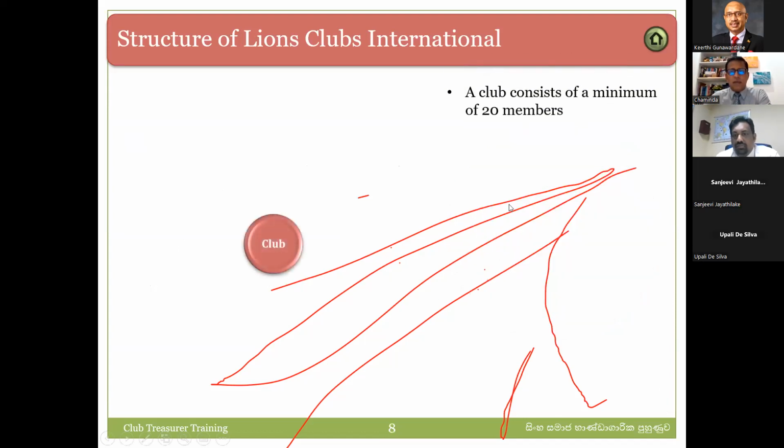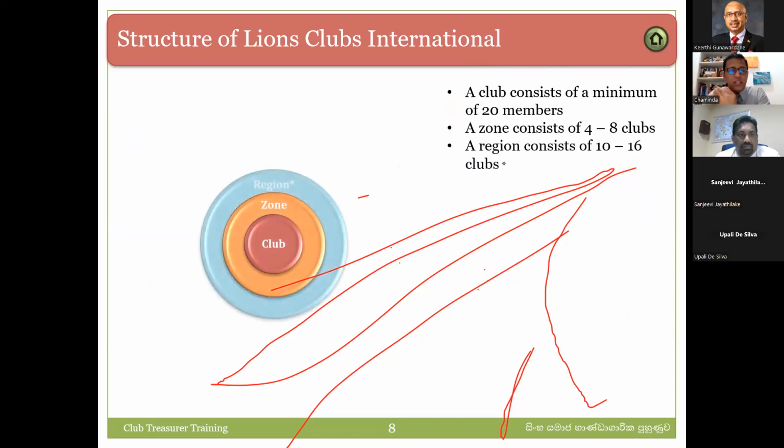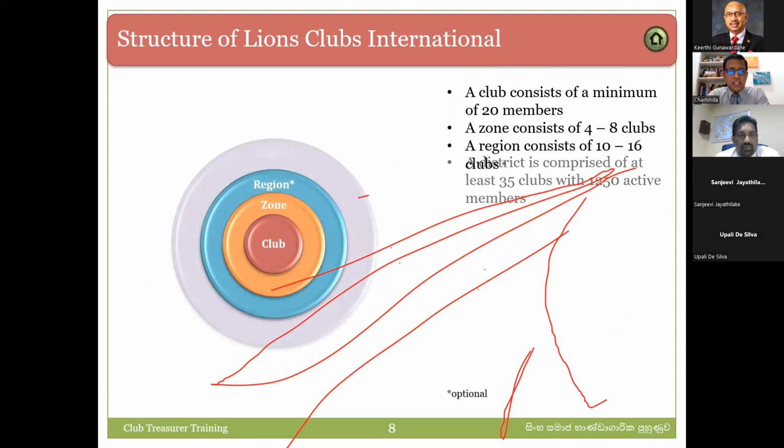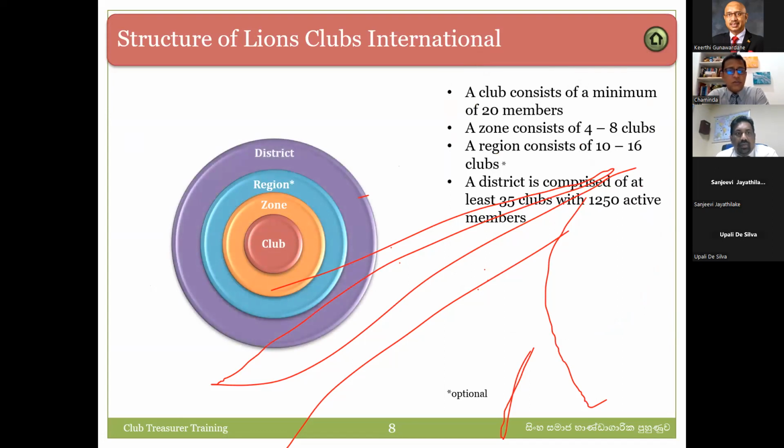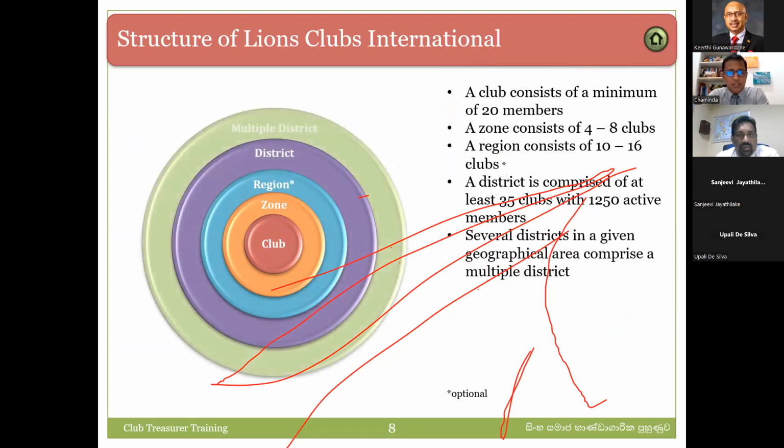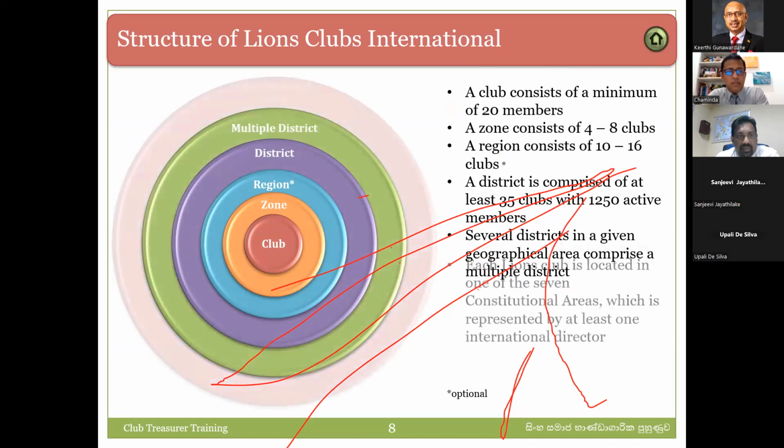So a club consists of a minimum of 20 members. Okay, we all know that. So this is just to tell you all how it is. A zone consists of 4 to 8 clubs. A region consists of 10 to 16 clubs. A district is comprised of at least 35 clubs with 1,250 active members. Minimum. These are minimum.